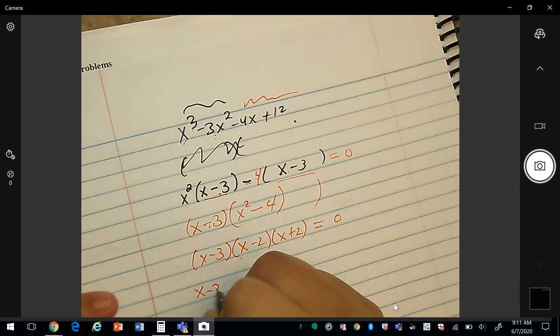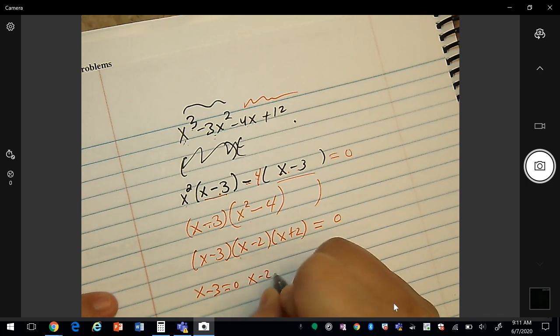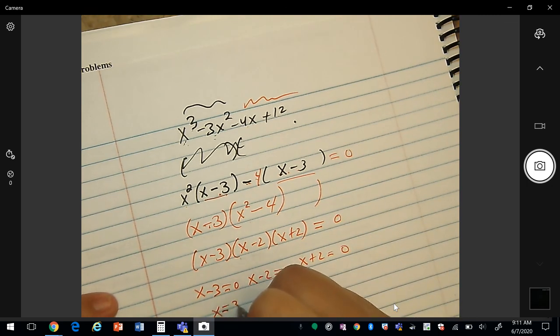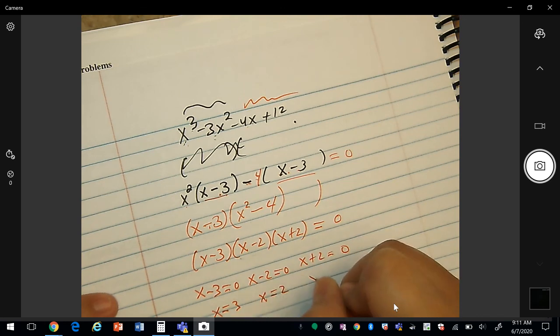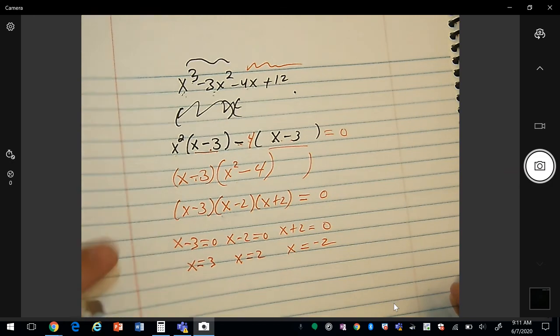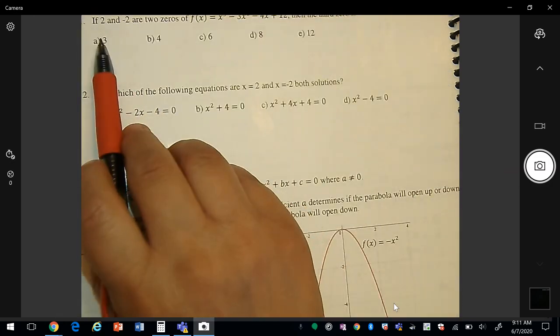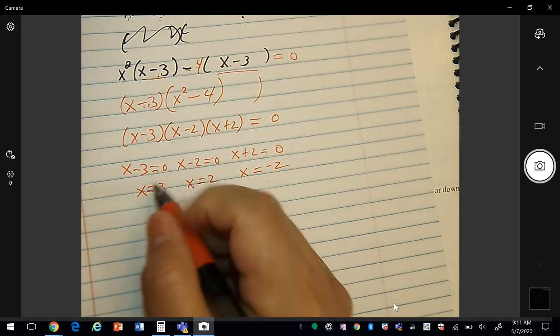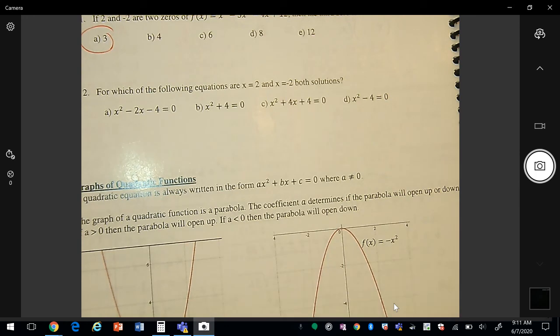So now we can set each parenthesis equal to 0. And so we get x is equal to 3, x is equal to 2, and x is equal to negative 2. So the problem says if 2 and negative 2 are zeros, find the third. So we have 2 and negative 2, so this would be your third zero, x equals 3. So that's one way to work it out, using the grouping.